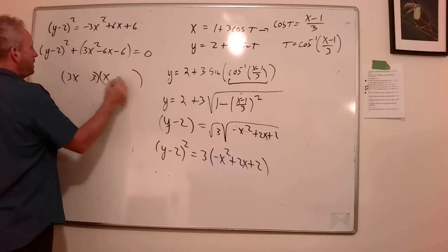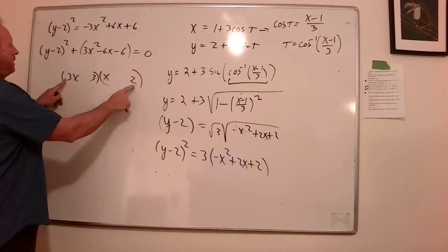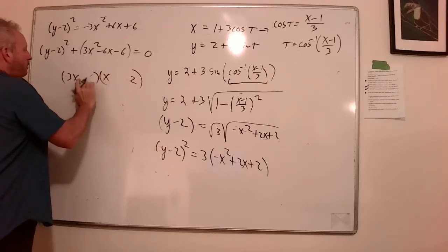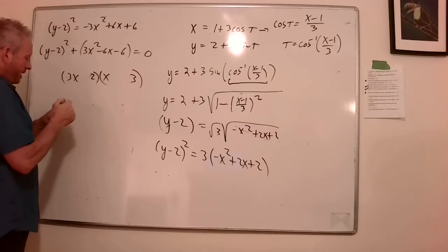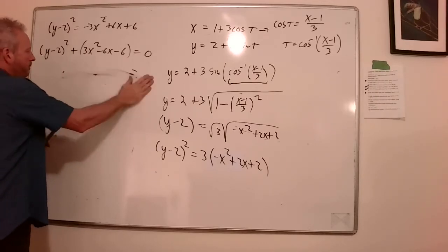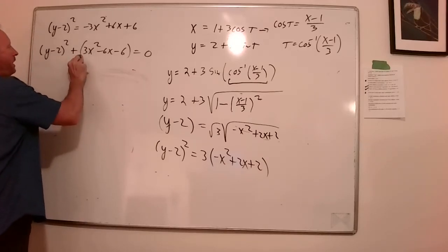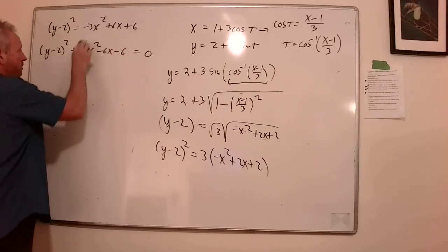If I put a 3 and a 2, does that look like it might work here? Let's see. We get 3x squared from that. Here we get a 6 and a 3. Nah, that doesn't look very good. What if we put a 2 here and a 3 here? We get a 9 and a 2. Nah, it doesn't look very good. So we're going to have to do the completing the square with respect to x on this to get it into the form, the standard equation of a circle.